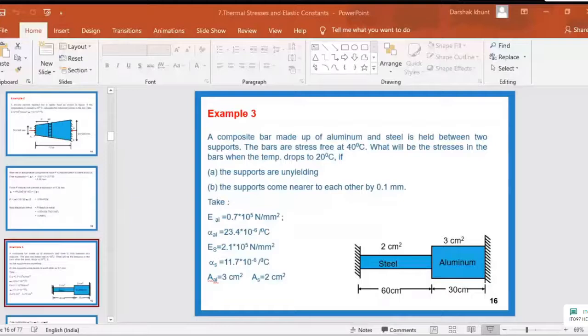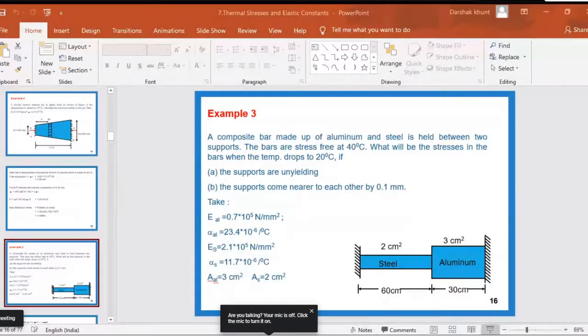And in the second case, if the supports come near to each other by 0.1 mm, meaning both the supports move 0.1 mm closer to each other, then up to 0.1 mm there are no stresses generated. If the contraction required is more than 0.1 mm, then stress is generated due to the temperature drop.